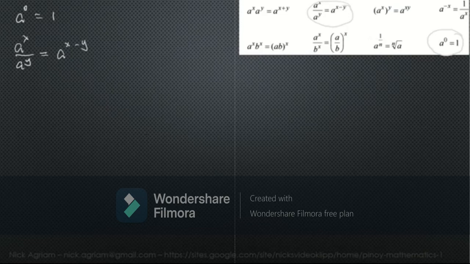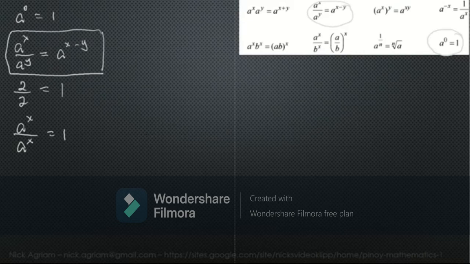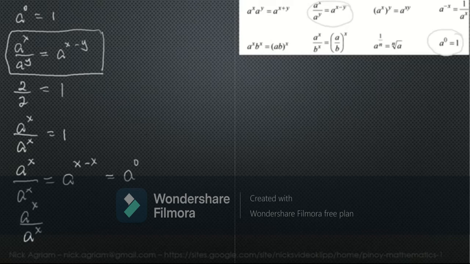As you have learned in rational expressions or in fractions, when the numerator and the denominator are equal, then you have the answer of 1. For example, 2 divided by 2, that is 1. So, for example, I have a raised to x divided by a raised to x, that is 1. But if we're going to use this law of exponents, a raised to x divided by a raised to x is equal to a raised to x minus x, that is equal to a raised to 0. That means a raised to x divided by a raised to x is equal to a raised to 0, which is also equal to 1. That's why we have a raised to 0 is equal to 1.